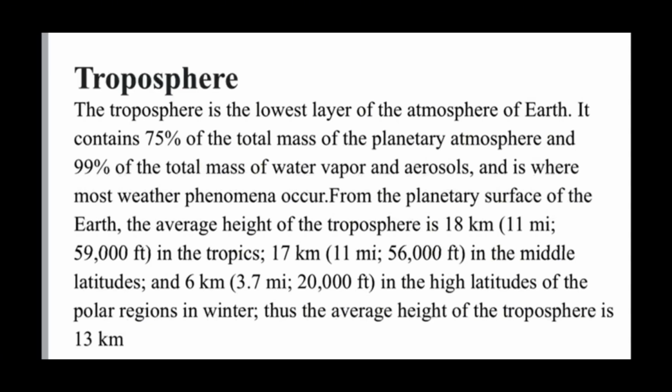From the planetary surface of the Earth, the average height of the troposphere is 18 km, that is 11 miles, 59,000 feet in the tropics, 17 kilometers, 11 miles, 56,000 feet in the middle latitudes, and 6 km, 3.7 miles, 20,000 feet in the high latitudes of the polar region in winter. Thus, the average height of the troposphere is 13 km.